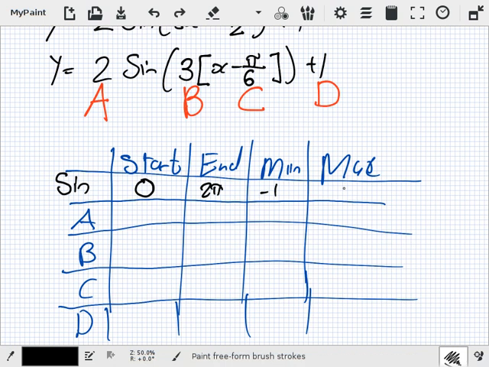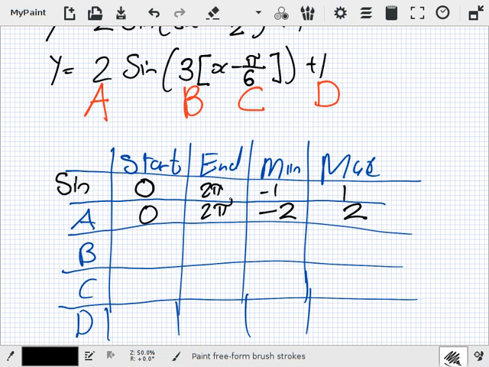Now, let's consider the effects of A, B, C, D one by one. A, think back to what I said the effect of the 2 is. How does the graph change if I have a 2? It stretches. So, is the starting point affected? No, it still starts at 0. Is the end point affected? No, it still finishes at 2 pi. The minimum and maximum are affected. How so? Minus 2 and 2. But these are the same.